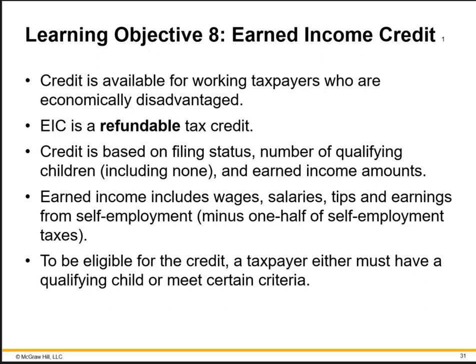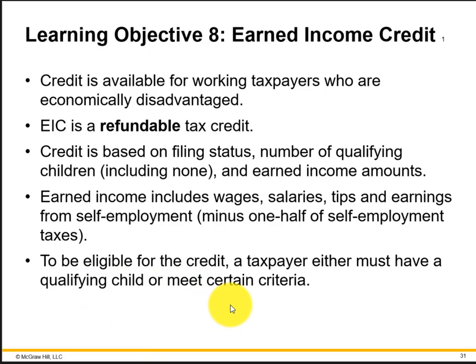When you use the table, okay, you look up the AGI of the taxpayer and their earned income. You do it twice and pick the lower of the two, okay? Because if they have other income other than wages and such, it can affect the amount of their EIC.